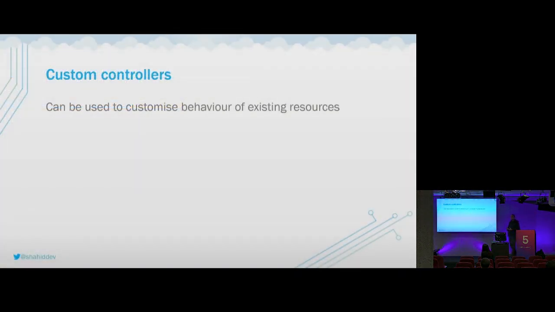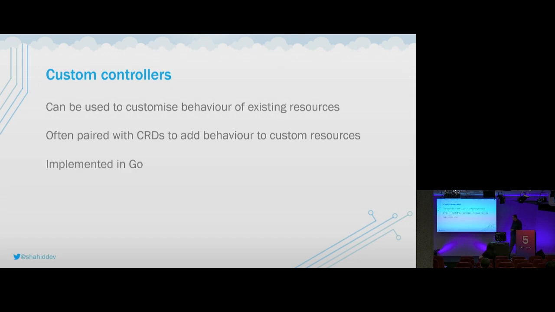The interesting thing with custom controllers is they don't have to be only on custom resources. You can write a custom controller to operate on any of the existing resources. As I said, they're often paired with CRDs, custom resource definitions, because you want to add behavior. You don't just want to store that object to the database and retrieve it. You want to do a bit more than that. Typically, they're implemented in Go. I'm not sure if they have to be, but they use the Go client library to access the API at quite a low level, so you often see them written in Go.